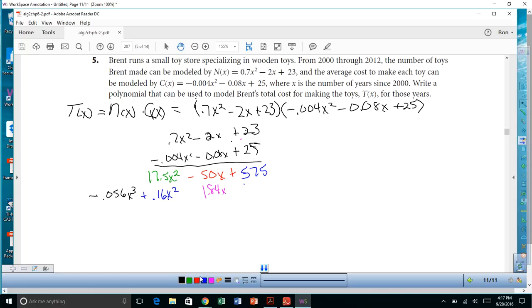The last one, let's see, we'll do red here. We've got negative 0.004x squared times 23, and that's going to be negative 0.092x squared. Now, next we've got negative 0.004x squared times negative 2x. So we're going to have positive 0.008x cubed.